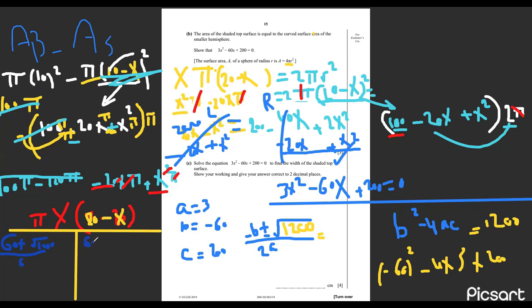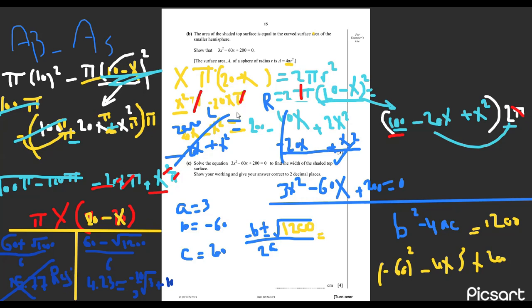Here it will be 60 minus root 1,200 divided by 6. So it will be equal to 4.23, or we can write it as negative 10 over 3 root 3 plus 10. And then 60 plus the root of 1,200, and we get this answer divided by 6. It gives us 15.77, and this will be rejected, so you have to reject it.